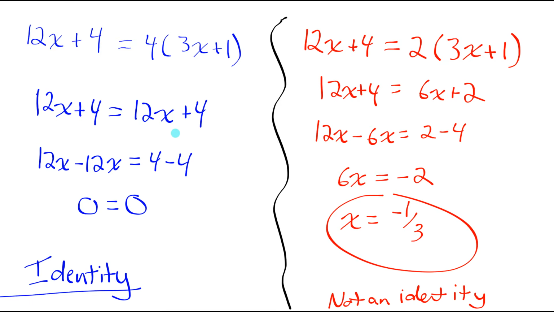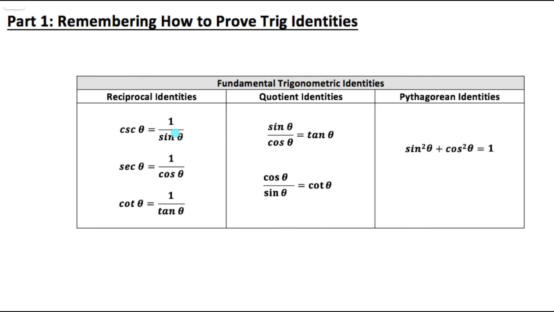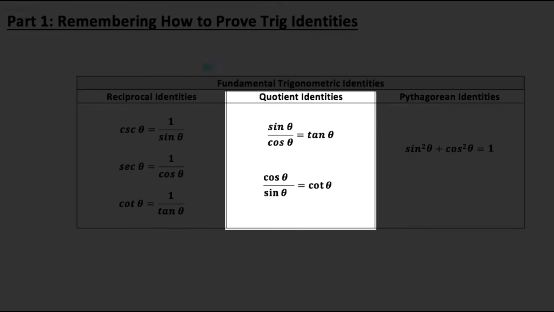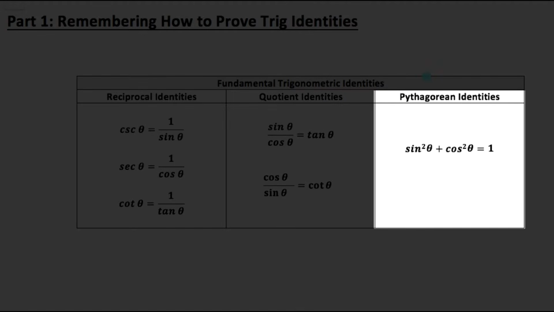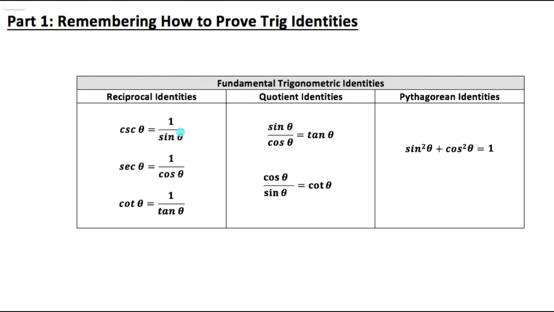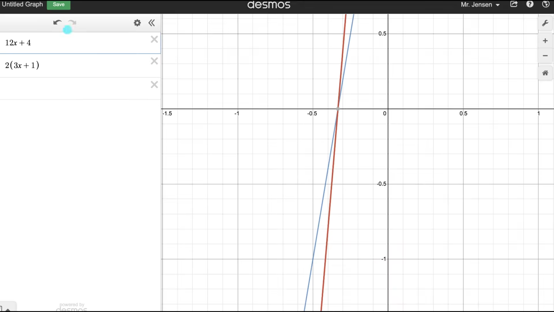Okay, so now that you've had a review about what an identity is, let me remind you about some identities you should already be familiar with. You should be familiar with the reciprocal identities, the quotient identities, and the Pythagorean identity. And for each of these identities, when I'm saying they're an identity, I mean for any value of theta you plug in, the left side is equal to the right side. They're always equal to each other. So for example, let me graph sine squared theta plus cos squared theta and show you that that's always equal to 1.